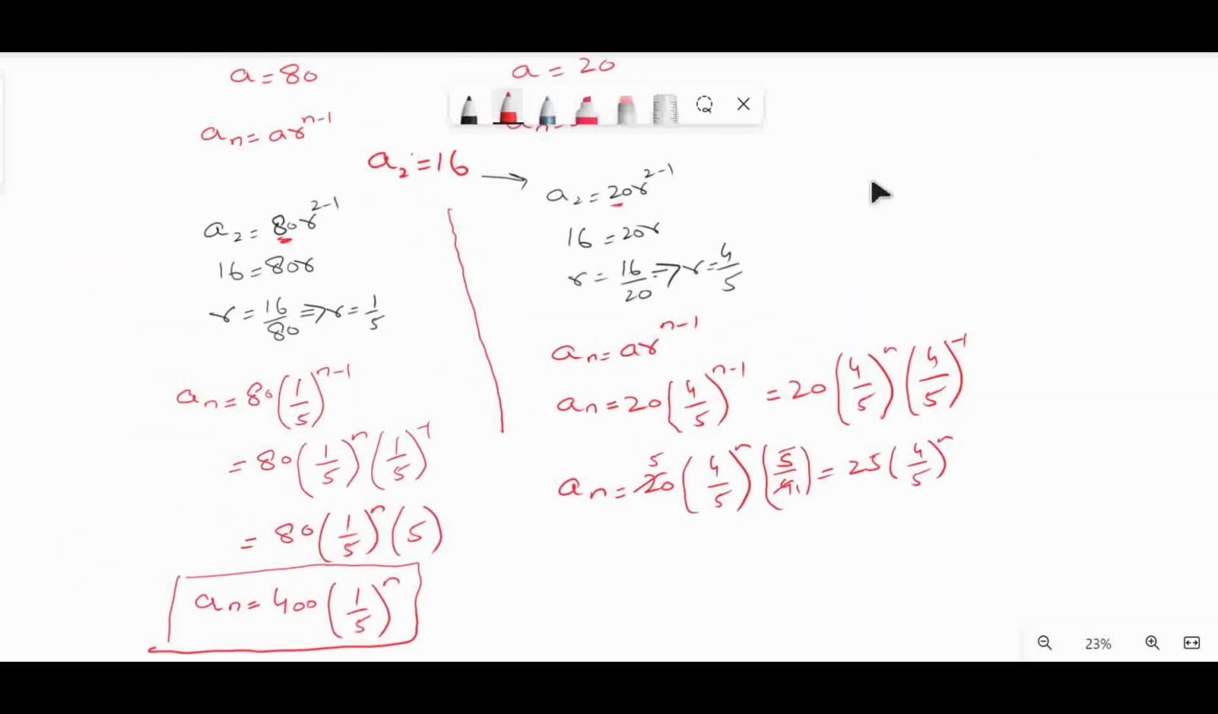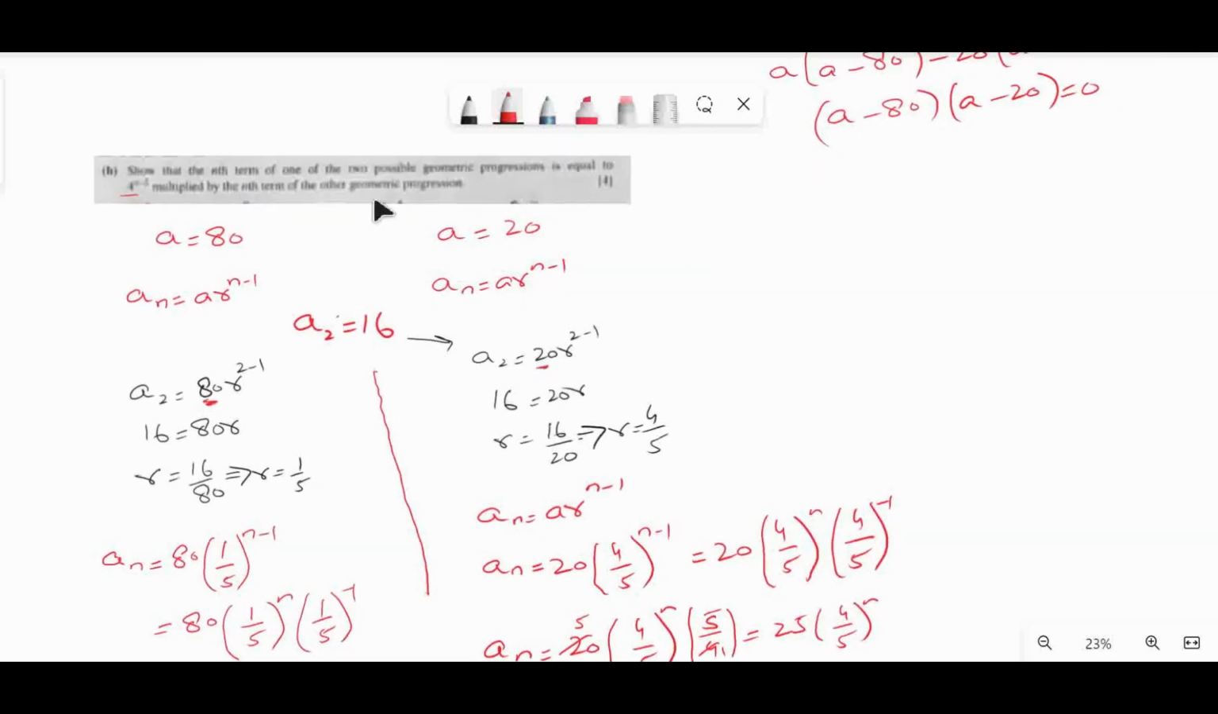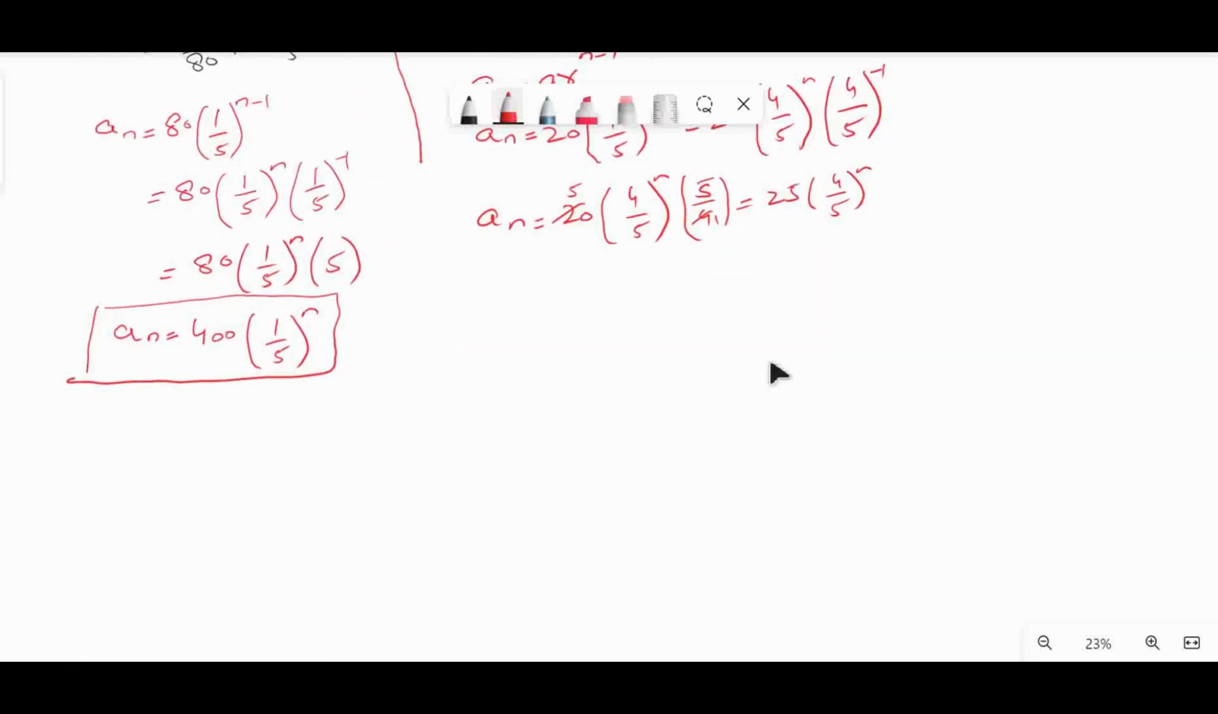Now let's try to understand the question here. The question is to show that the nth term of one of the two geometric progressions is equal to 4 power n minus 2 multiplied by the nth term of the other geometric progression. We have already found both. So we can use one of these values.